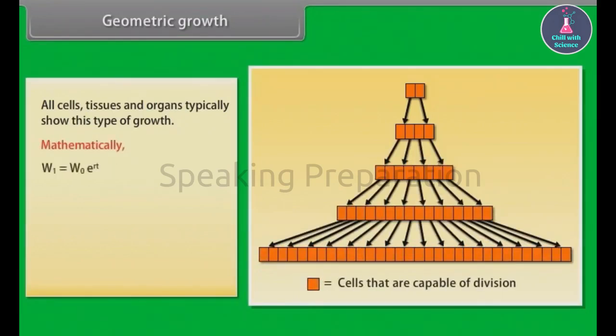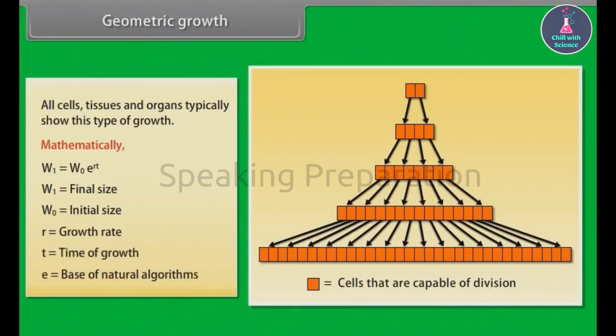Mathematically, W1 = W0 e^rt. W1 is equal to final size. W0 is equal to initial size. r is equal to growth rate. t is equal to time of growth. e is equal to base of natural logarithms.